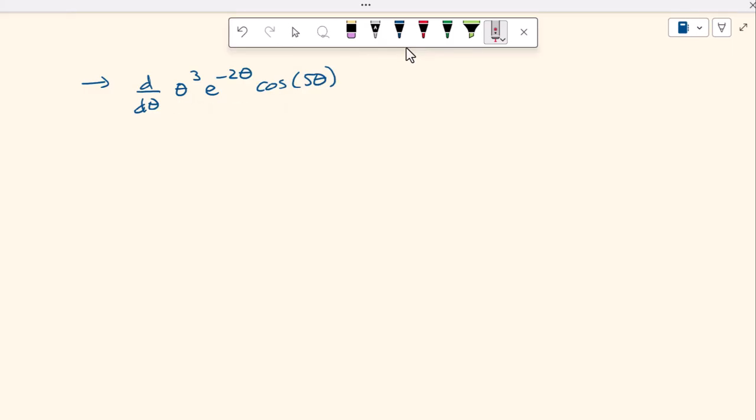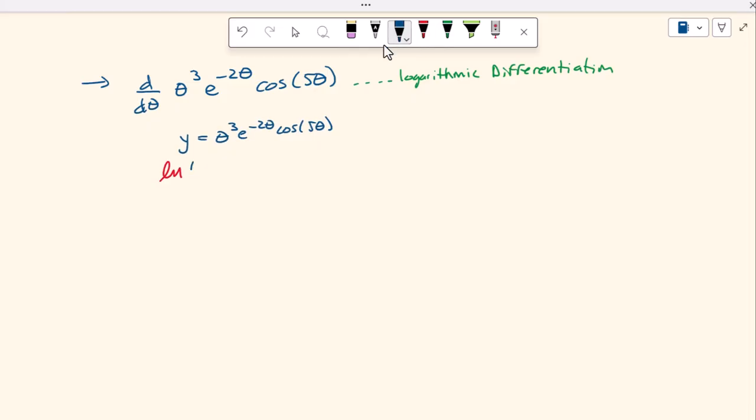But I think this will be a great opportunity to try my logarithmic differentiation. Because if I can simplify this first, it will make my derivative a lot easier to take. Fewer things to keep track of. So to get started with logarithmic differentiation, the first thing I do is I set this equal to y. And then what I'll do is take the natural log of both sides. So I have the natural log of y equals natural log of everything on the right. And remember, please put parentheses around the arguments of your trig functions. Thank you.